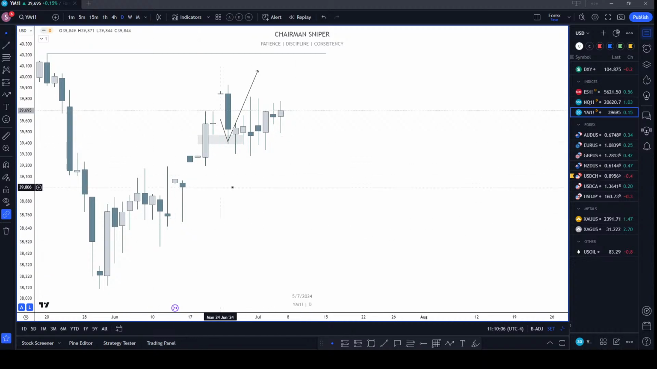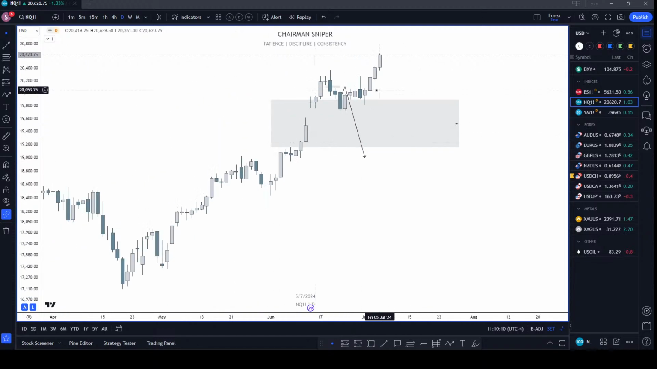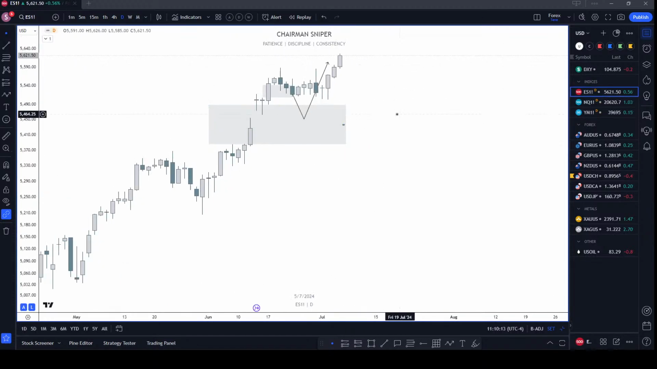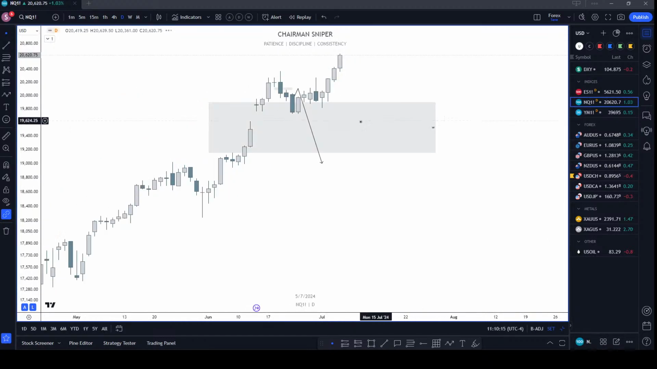This looks very nasty. Wow, these actually look nice. Okay, this would have been a very nice trade this week.